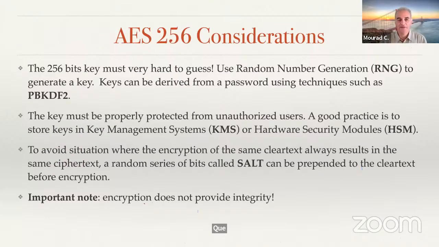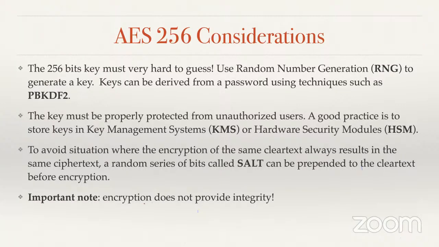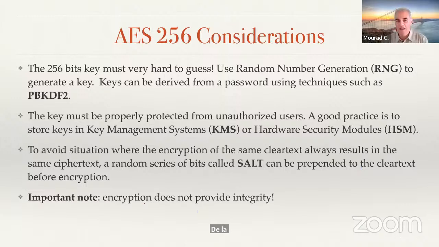Okay, so now if you use AES-256 to encrypt data so that you protect the confidentiality of your data, the first consideration is that you need to use a 256-bit key that is very hard to guess, because if it's easy to guess, then the hacker can guess the key and then access your encrypted data. Right? So in order to generate a 256-bit key, we use a technique called random number generation. So these are tools, RNG, that allow you to generate a key. But also a key can be generated from a password using techniques such as PBKDF2. We won't go into details on that, but if you're interested, please check PBKDF2.